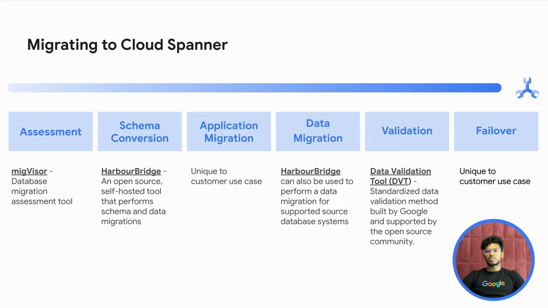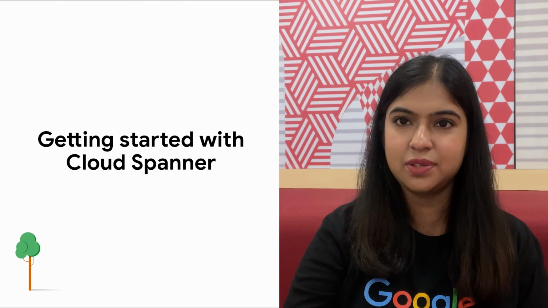Once you have validated your data and your application, you can cut over the production application to point to the newly migrated database. Voila! You are now ready to scale your application with ease using Cloud Spanner. Let's take a quick tour to the console.